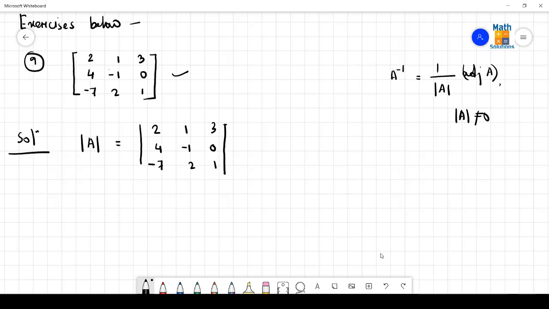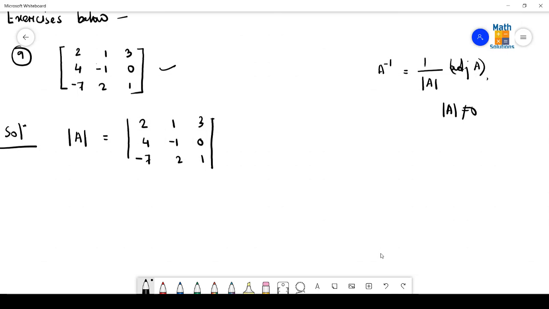So expanding along the first row, I shall get 2 into this determinant. I need to consider the first row and the first column to delete, and whatever elements are left behind I have to construct an order 2 determinant and then expand. So minus 1 will be the result here.